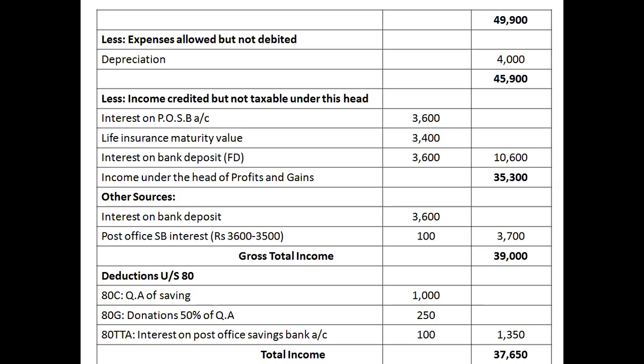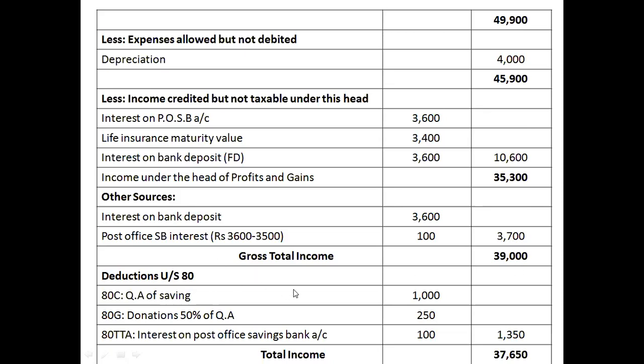Post office savings bank interest is exempt up to 3,500, and the rest will qualify for the deduction up to 10,000 as per 80TTA. So that is why 3,600 minus 3,500, which is an exempt amount, we are not taking into taxable. So the remaining will be 100 rupees we are taking into consideration. So 3,600 plus 100, we will get 3,700. So now summing up all the heads of income: one, we have your business income, that is 35,300, and then you have your income from other sources 3,700, which comes to a total gross total income of 39,000 rupees.